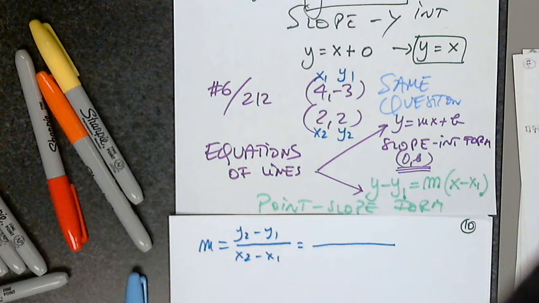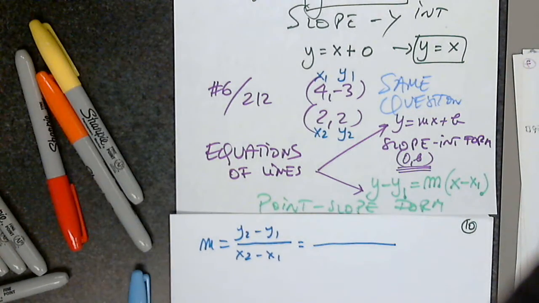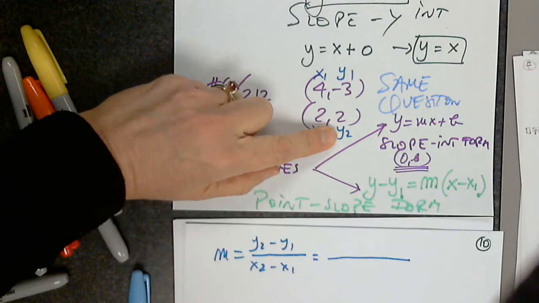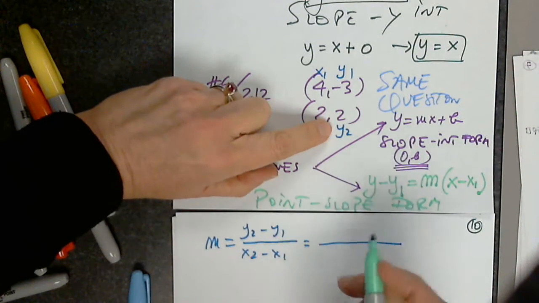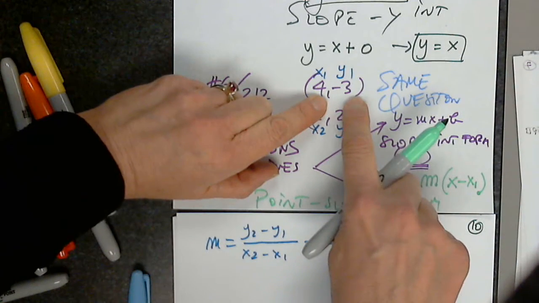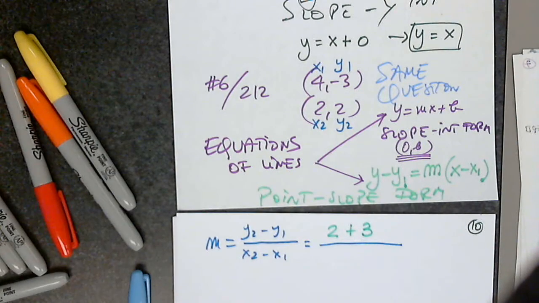Can anyone give us the rise? 2 minus 4. Careful, the rise. The rise is the change in altitude. Y2 is 2. That's why I labeled them, so I don't make a mistake. 2 minus y1, minus negative 3. That's okay. Minus negative 3 means plus 3.